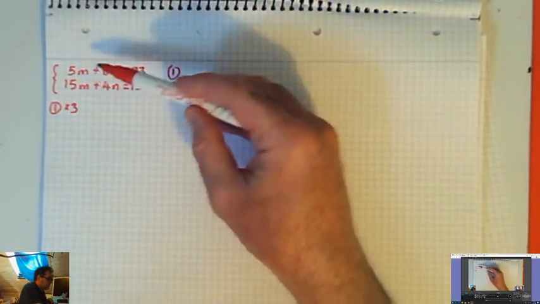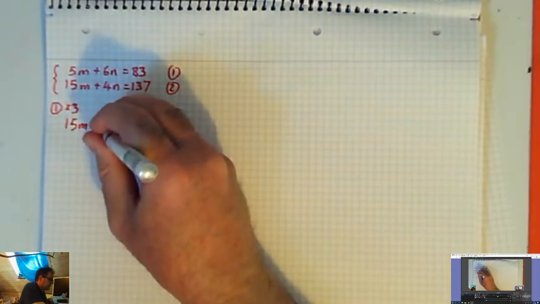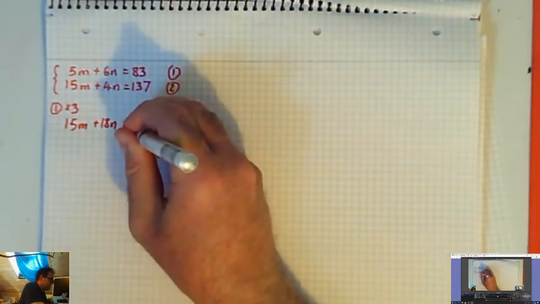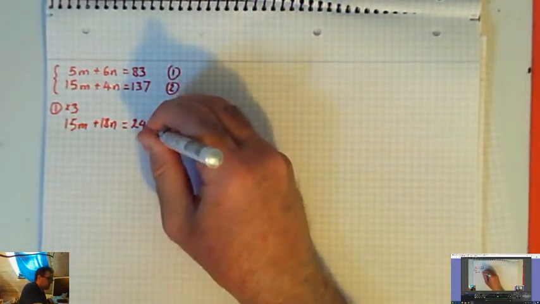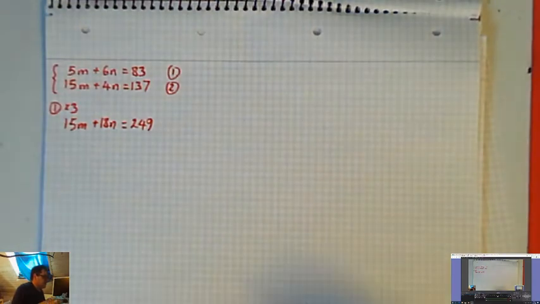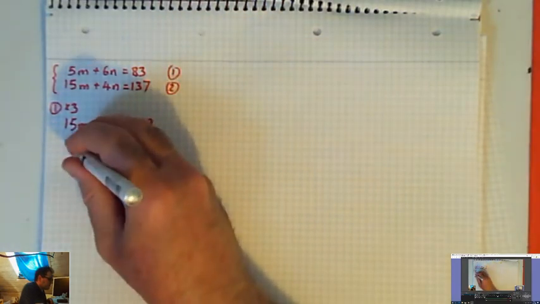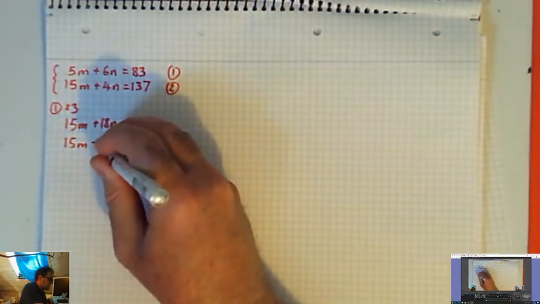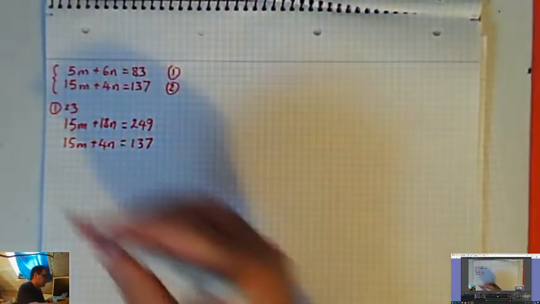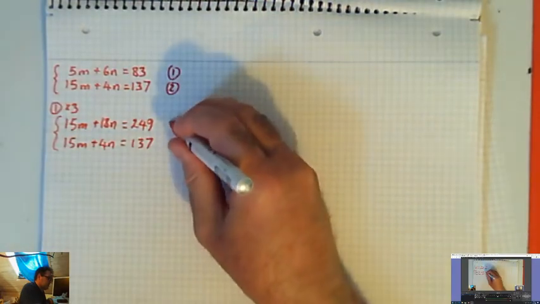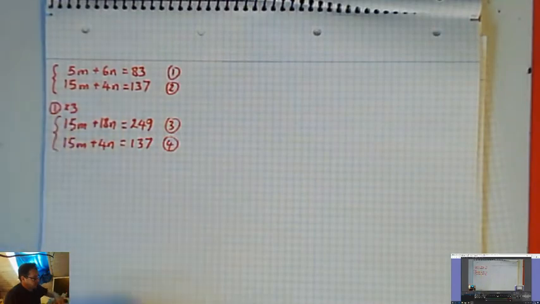So 5m plus 6n equals 83. It's going to become 15m plus 18n equals, just quickly do that in my head, 249. So that's multiplying everything in equation 1 by 3. And then I'm going to leave equation 2 as it was. So that's 15m plus 4n equals 137. So I've got another pair. I'm going to call those 3 and 4, but this time they've got the same amount of m in them.